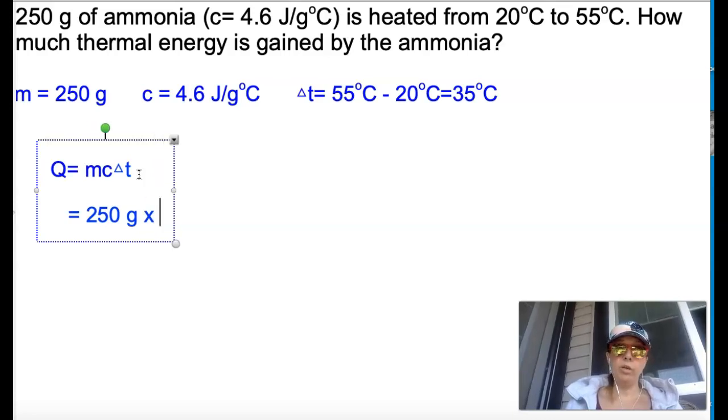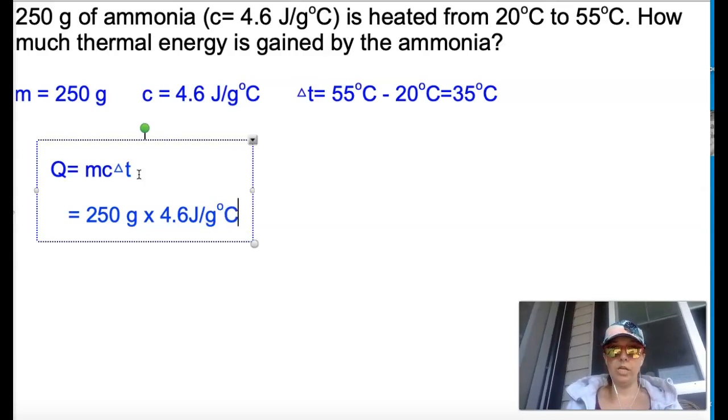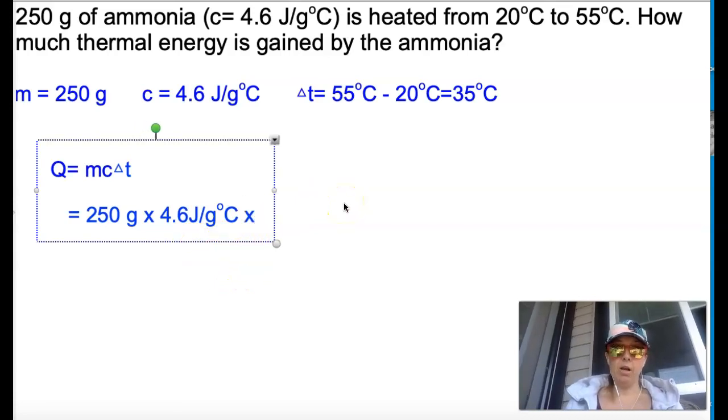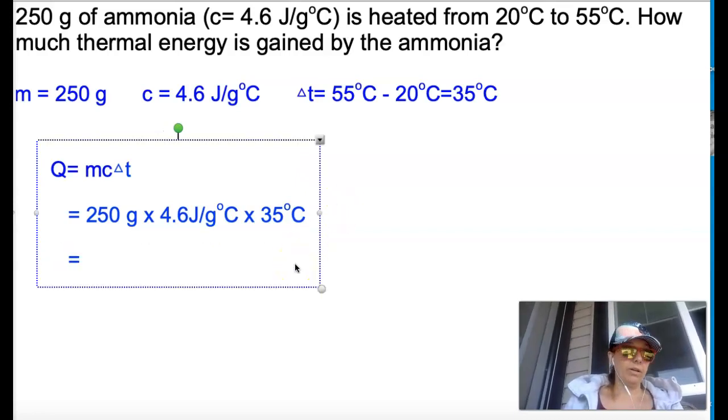So we have 250 grams times the 4.6 joules per gram degrees C. And if you want to write this more the way you would with unit analysis, you can definitely put this as joules and then put it over the gram degrees C down here. Okay, totally up to you. And then times our 35 degrees C. Then we can go ahead and get our answer.